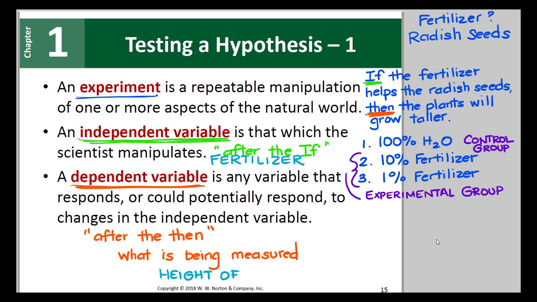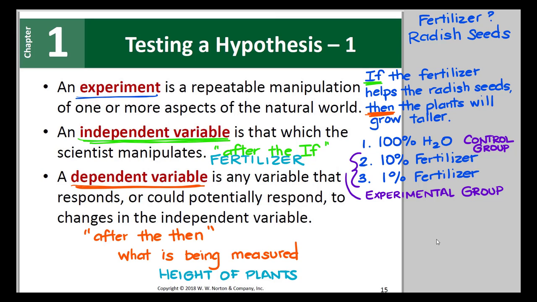I can get specific and say radish seeds, but I hope you get what I'm saying. The height of the plants is what we're looking at. So in this experiment, I have a control group, which is my 100% water. I have two experimental groups, which are my 10% fertilizer and 1% fertilizer groups. I have my independent variable, which is the fertilizer. It's what I'm manipulating, what I'm monkeying around with, what I'm changing the concentration of.